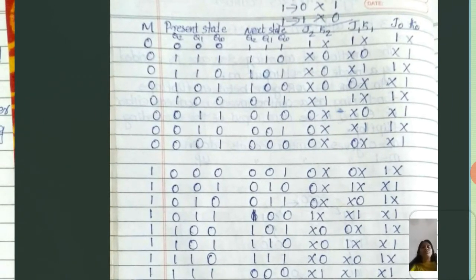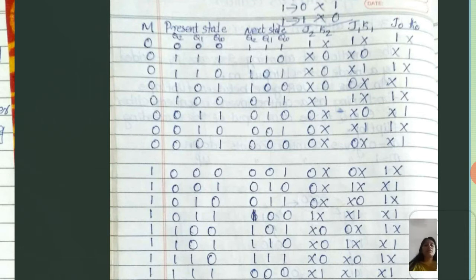Then comparing the q1 of the present and next state. So q1 is 0 for the present state, q1 is 1 for the next state. So here also 0 to 1 changing is there. So j1 and k1 will be 1 and don't care. Compare the q0 of the present and next state. You can see 0 to 1 change, that is 1 don't care. Okay, moving on to next section, that is 111 and 110.